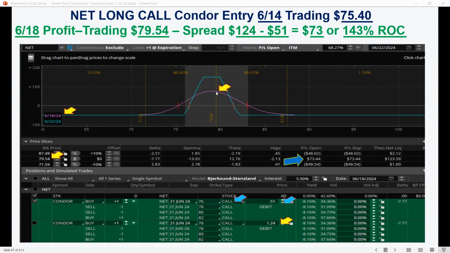And this went out, got out a little bit early right here. We got out right there on the 18th. Can't remember what happened, but I was worried this might drop back down or explode through it. So I went ahead and took profit on that, and it was trading right here. At that point, it went from 51 to $1.24. So up $73, 143% return, a good return on your capital at risk. So that was one on NET.